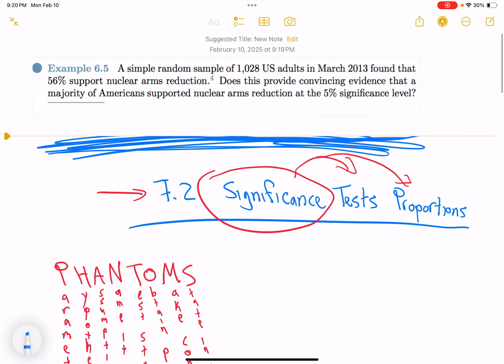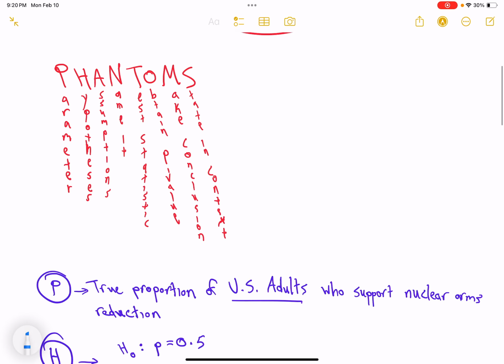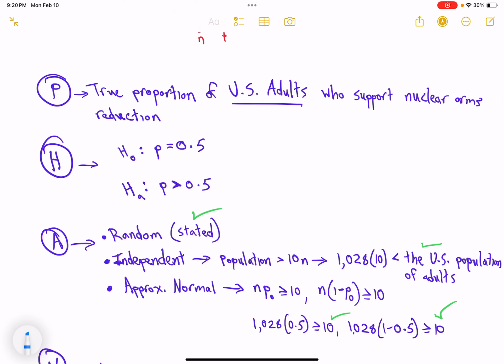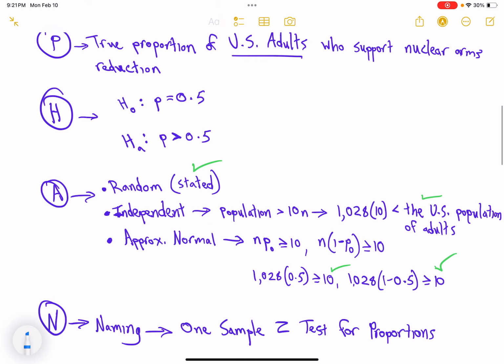Why? It says that we want to use convincing evidence to show a majority. And to set that majority, the null proportion that we're fighting against is not a majority. What is not a majority? 50-50, right? Split down the middle. So the null hypothesis will be that the parameter is equal to 0.5. The alternate hypothesis, on the other hand, is because we want a majority, not a minority, that the parameter is greater than 0.5. Notice again that we use the null proportion in both the null and the alternate hypothesis.